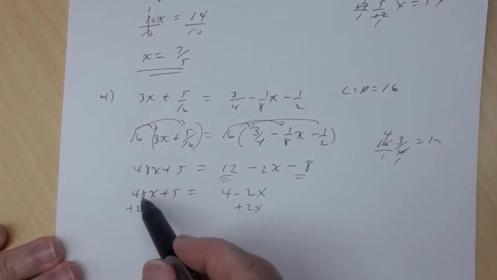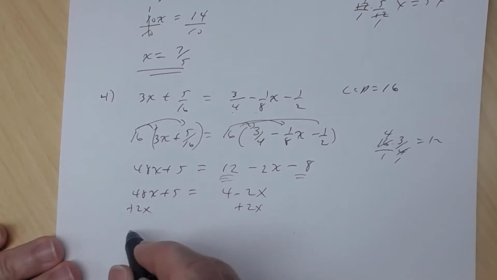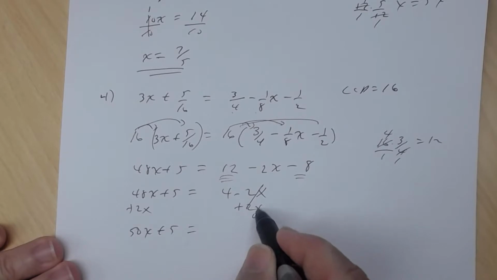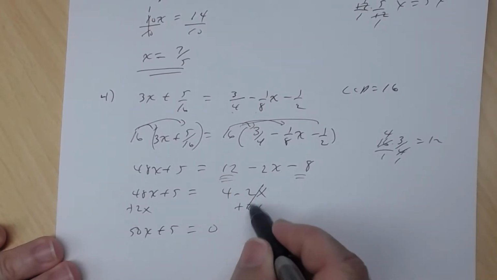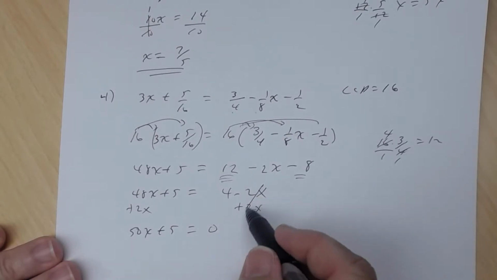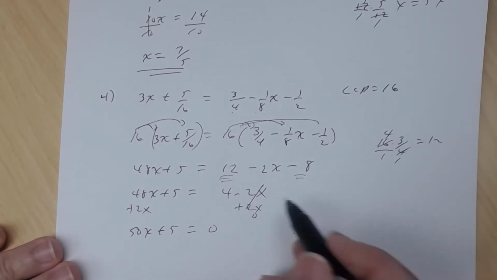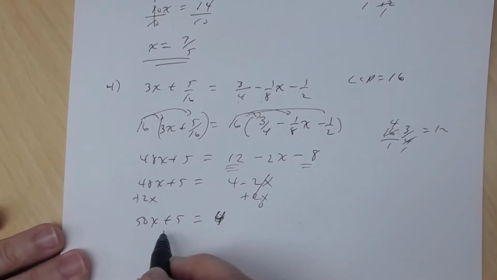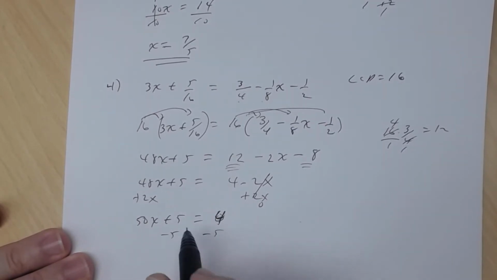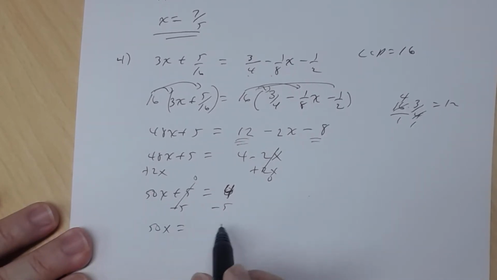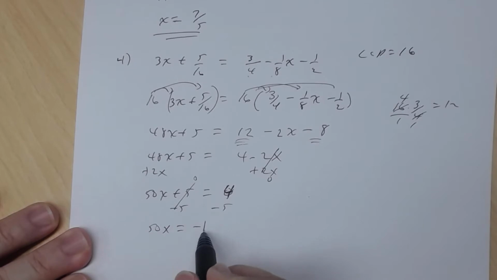So then combine like terms, 48x plus 2x is 50x plus 5 equal, and then that's 0 here, 4 plus 0 is 0. These are opposites, so when you combine like terms, when the terms are additive inverses or opposites and you add them up, you get 0. And that's going to be 4 right here. That's 4. So now I'm going to subtract 5 from both sides, and then combine like terms again. I get 50x equal 4, and a negative 5 is a negative 1.